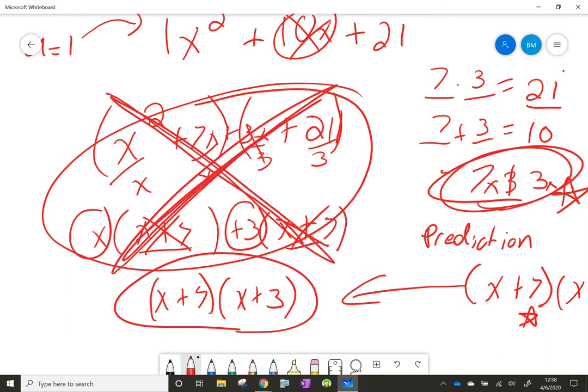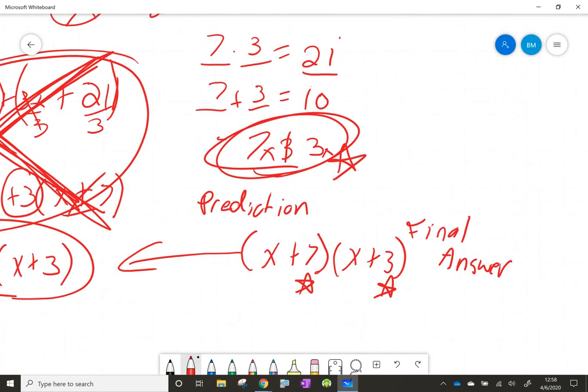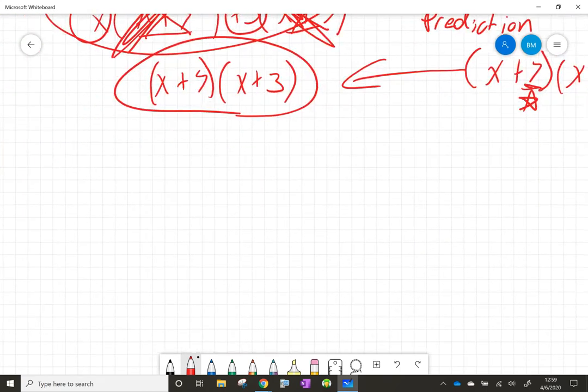So what I'm trying to say here is the factor by grouping stuff, you can skip it. You don't have to do this, only if the a value is equal to 1. If the a value is equal to 1, then you can go straight to our shortcut. You can solve the puzzle and get the two values, and those two values are going to show up in the final answer, okay? Remember, it's not 7 and 3, it's x plus 7 and x plus 3. But still, right, that shortcut applies.